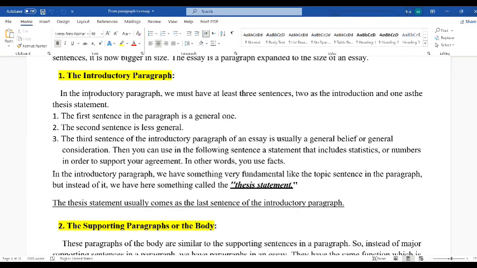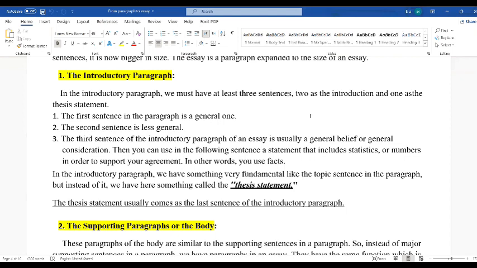The first part here in the essay is the introductory paragraph, or the introduction. In the introductory paragraph, we must have at least three sentences, minimum. Okay, minimum, we will have three sentences in the introductory paragraph, two as introduction to the topic.